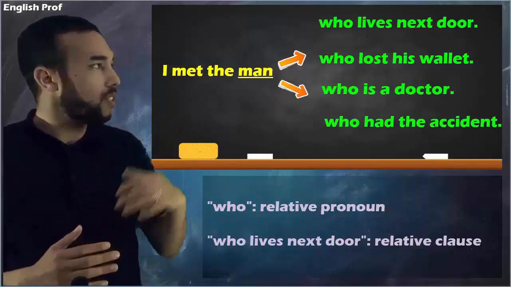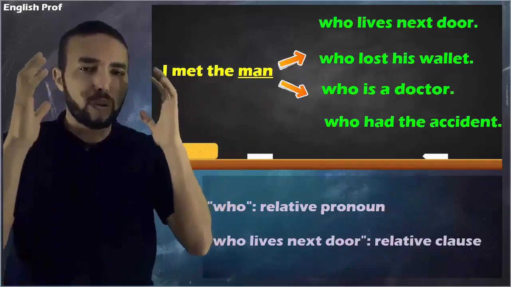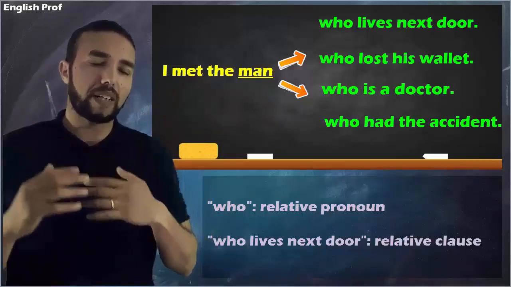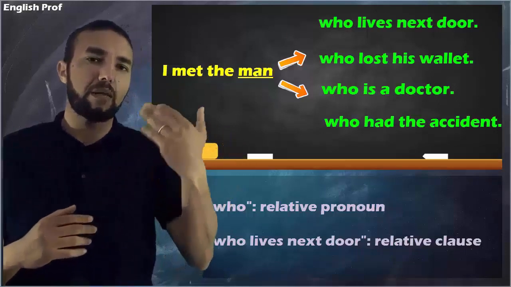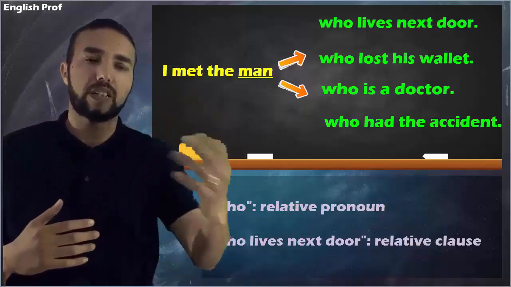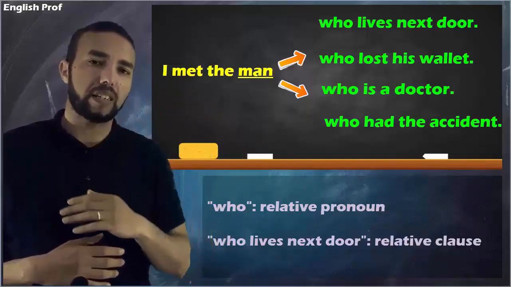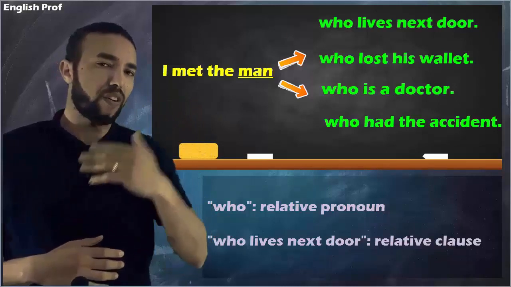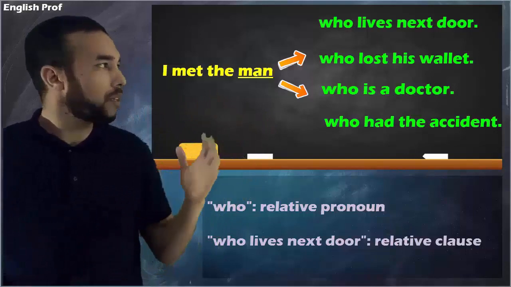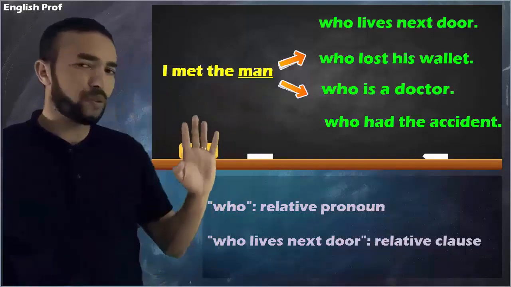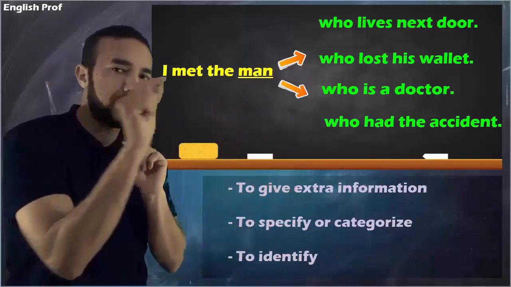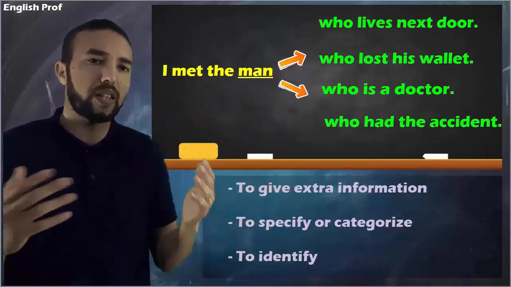Relative clauses. So I want you to focus more on meaning, on this situation. When you say, I met someone, I met a man, I met some people, you have to give information. We use who lives next door, who had an accident, who speaks English fluently. You could give as many examples as possible using who. And the purpose, of course, is to give information, to categorize or specify the person, which person is meant.